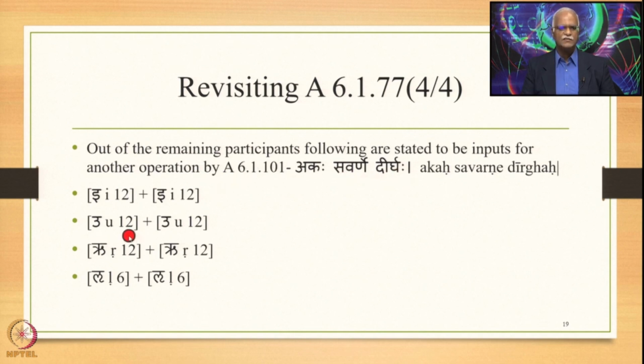Similarly, u 12 varieties hrasva and dirgha plus u 12 varieties hrasva and dirgha, and the resultant form is not what 6.1.77 says, but the resultant form would be the one that is stated by 6.1.101. Similarly, ru 12 and ru 12, and the resultant form would be the one that is stated by Akah Savarne Dirgha 6.1.101. And similarly, lu 6 and lu 6, and the resultant form would not be the one that is stated by 6.1.77, but it would be the one that is stated by 6.1.101.